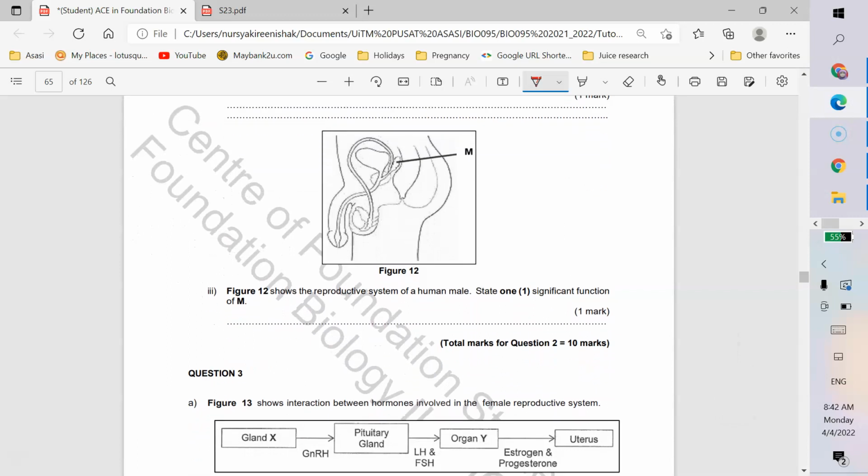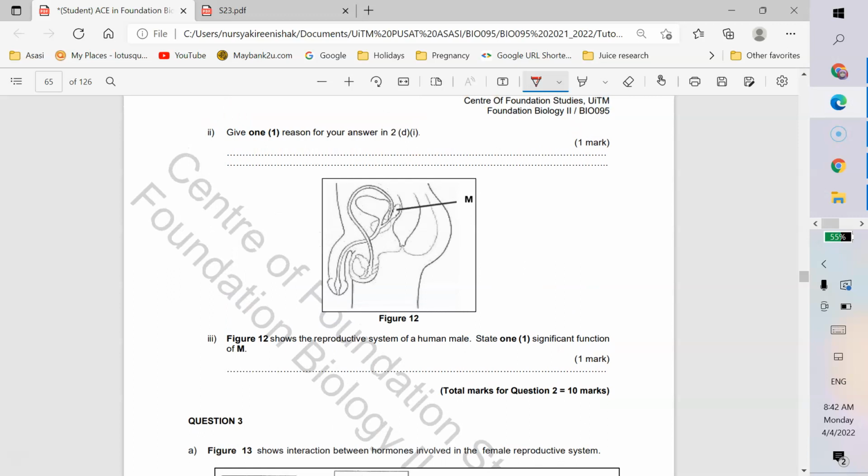Hanis Hanani. Yes. Figure 12 shows the reproductive system of a human male. State one significant function of M. Seminal vesicle nourishes and provides energy for the sperm to swim. Okay, nourish tu dengan dia secrete apa? Mesti awak kena sebut dia punya secretion tu. Gland tadi seminal vesicle you answered kan? So nourish. Macam mana nak nourish sperm to swim? Dia akan secrete apa? Fructose. So itu dia punya point yang awak kena include.